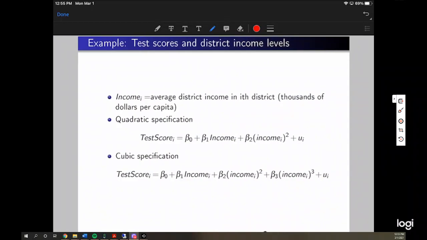So let's do an example of test scores and district income levels. We have income defined as the average district income in the ith district in thousands of dollars per capita or per student. We're going to have a quadratic specification where we have income and income squared. That's this regression here, and we can have a cubic specification where we have income, income squared, and income cubed.